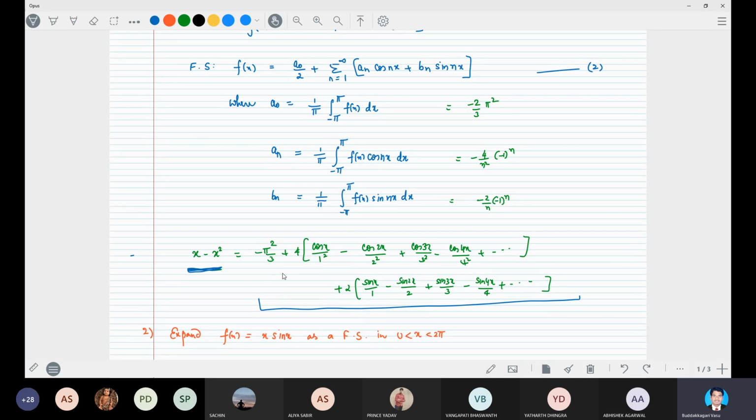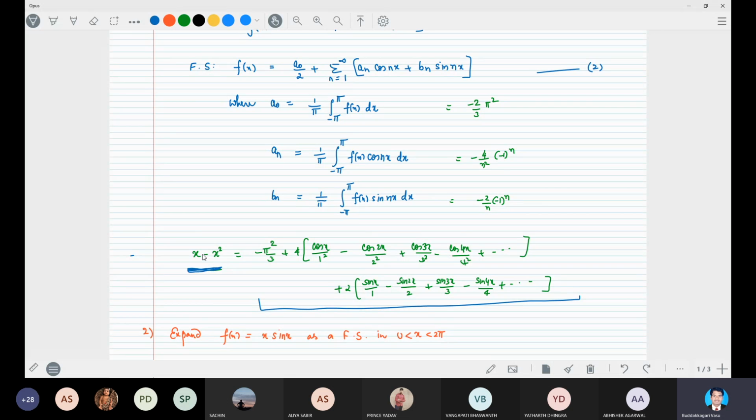Here one can understand very easily that whatever the function, the LHS function can be represented as an infinite series of sine and cosine terms, where particularly they obey the Dirichlet conditions. It is called the Fourier series. The LHS value is x minus x², and the RHS is the series expansion.